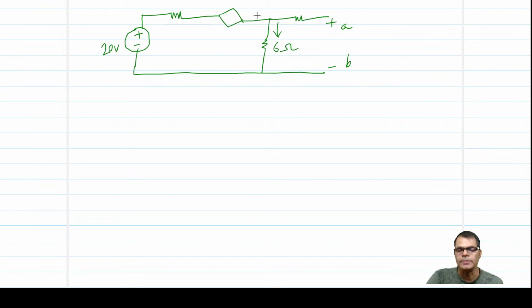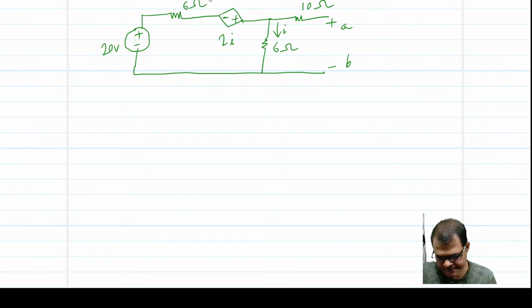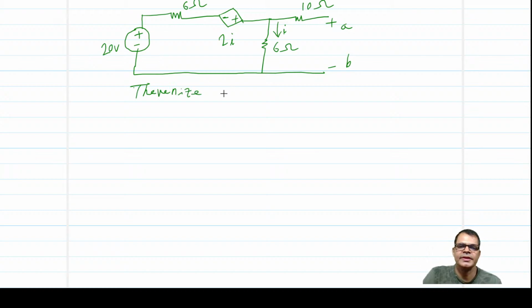This is a 6 ohm. This is a dependent source 2I, and this is the I. Okay, this is your 10 ohm, and this is your 6 ohm. Thevenize. Okay, we need to find the Thevenin equivalent or Thevenin parameters. Thevenize the above circuit at AB.